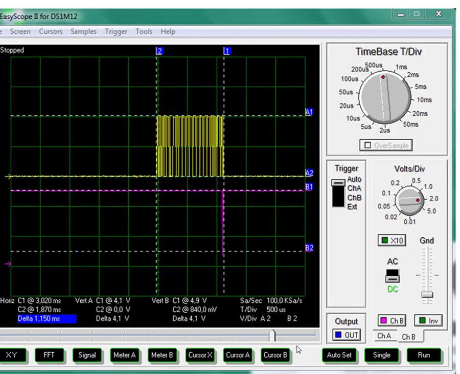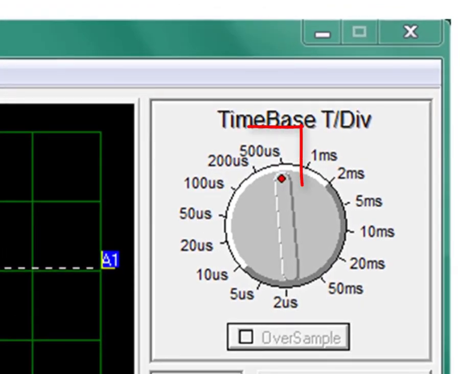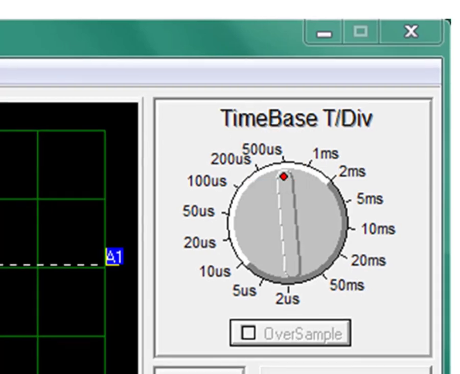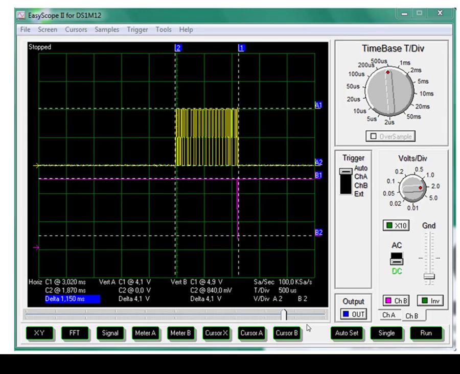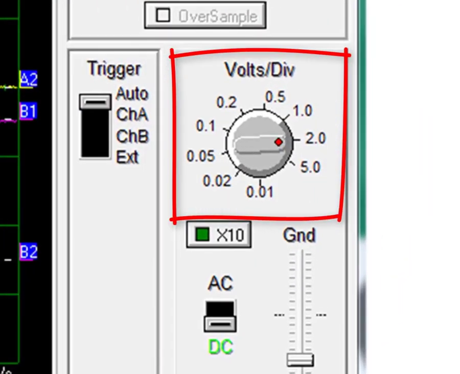On the x-axis of our graph, we count the time, which in our case is adjusted at 500 microseconds. With a total of 10 divisions, we have a period of 5 milliseconds. With our oscilloscope, we can't adjust the time for both channels separately, but the y-axis is adjustable for both channels individually. The y-axis shows the voltage, which in our example is adjusted at 2 volts per division.